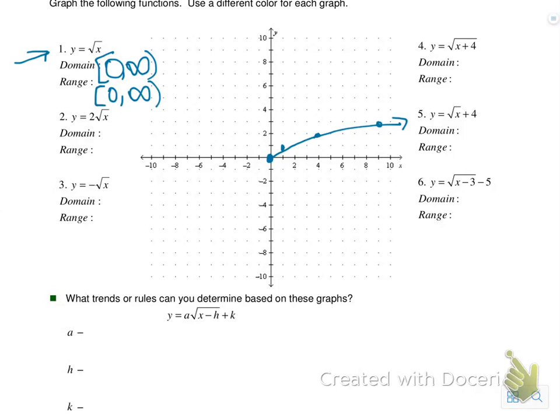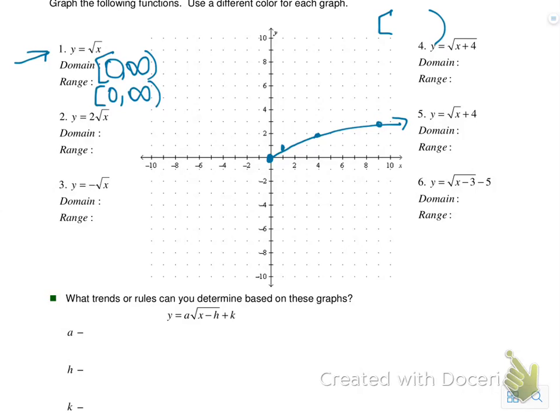includes its starting point. So as you try some of these other ones that shift left and right, remember that it does include the starting point. So all of your domain and ranges will have one bracket and one parenthesis. This one right here, or every once in a while you might have a parenthesis and then a bracket, but you'll have one of each one.